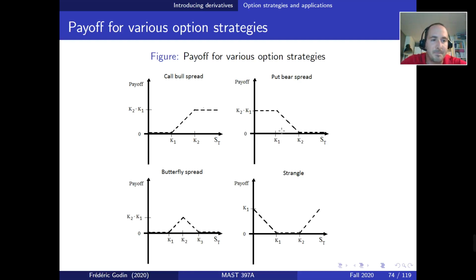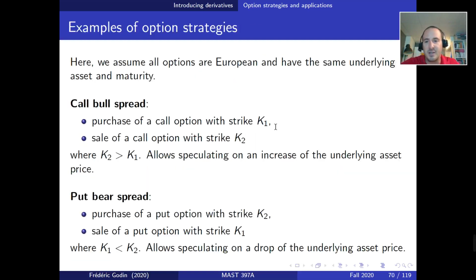So this allows speculating on a downward movement of the underlying asset. If you really believe that, for example, some stock will go down in the near future, you might set up a put bear spread and hope to collect the premium associated with downward movements for that strategy. So this is the second strategy.